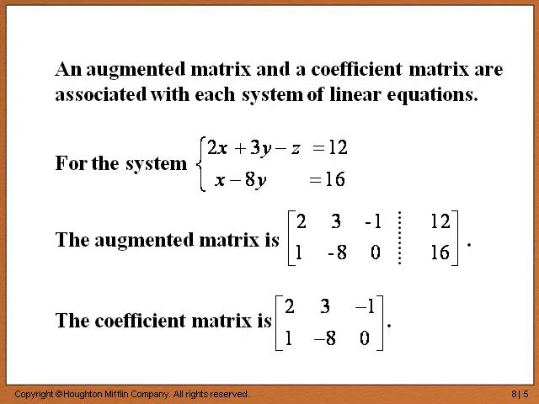The coefficient matrix is 2, 3, negative 1, 1, negative 8, 0. And as you can see, that's really just the coefficient portion of the augmented matrix. Again, this is just so that you know what a coefficient matrix is. But for most of our work, we're going to be dealing with augmented matrices.